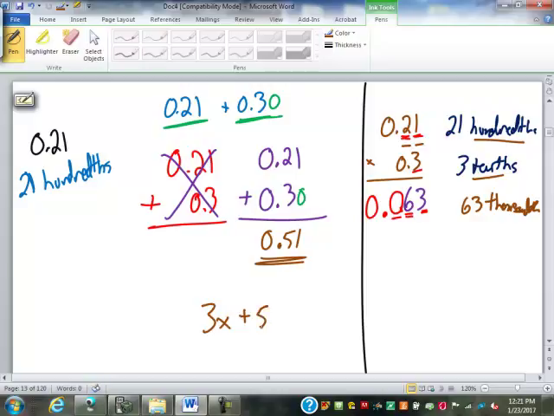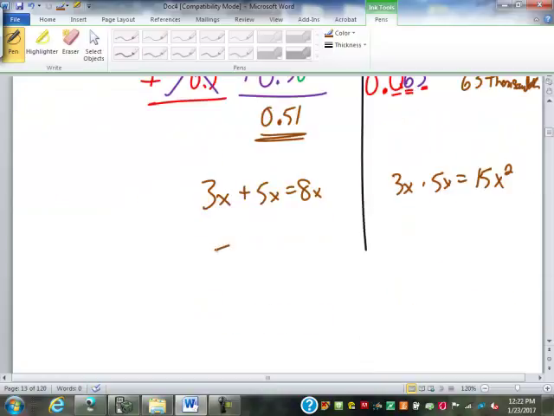3x plus 5x is 8x. We have to keep the same name. 3x times 5x is 15x squared. We have to combine the names when we multiply. 5x plus 2y, well, we can't combine those because they don't have the same name. 5x times 2y, though, is going to become 10xy. Just like having our feet times pounds becomes foot pounds, x times y becomes xy.